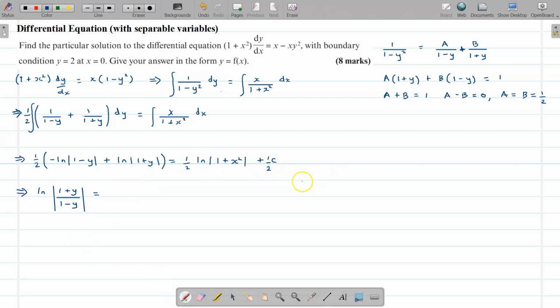Now, what I can do here, I've taken out this half, and I'm going to rewrite this c as log k. So it's going to be the natural log of k times, I'm jumping a step here possibly, but basically if c is log k, then if I'm adding log of something plus log of k, it's the log of k times that thing there. So it's the log of k times 1 plus x squared.